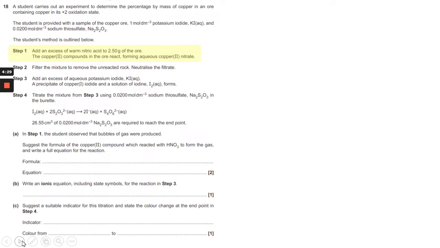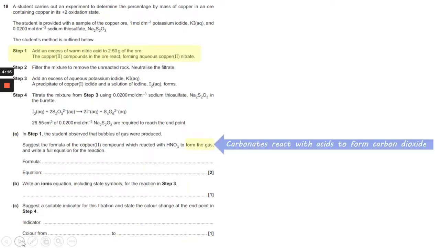So in step 1, the student observed the bubbles of gas were produced. So it talks about adding an excess of 1 nitric acid to 2.50 grams of a copper ore, and the copper 2 compounds in the ore react, forming aqueous copper 2 nitrate. So there's a gas formed. So a bit of recall here: carbonates react with acids to form carbon dioxide. So writing the full equation for the reaction, the formula would be CuCO3, and the equation would look something like that. Then it asks you to write an ionic equation including the state symbols for the reaction at step 3.